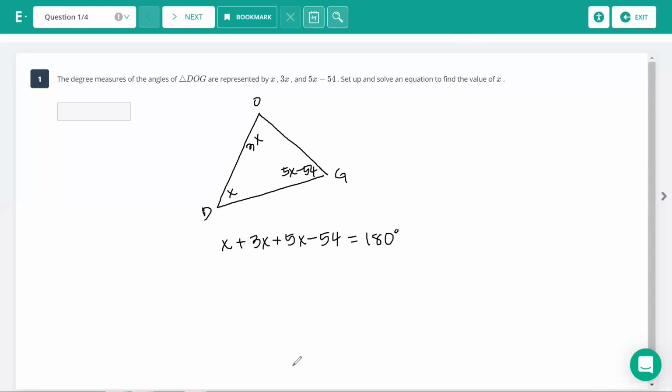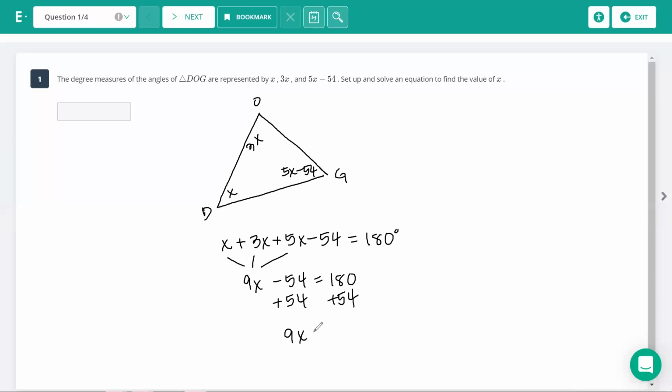I have to start by combining my like terms. I have all of my x's here, x, 3x, and 5x. When I add those together, I have 9x. I still have minus 54 equals 180. Remembering I need to isolate my x, so I want to get rid of my minus 54. To cancel out this minus 54, I need to do the opposite operation by adding 54 on both sides.